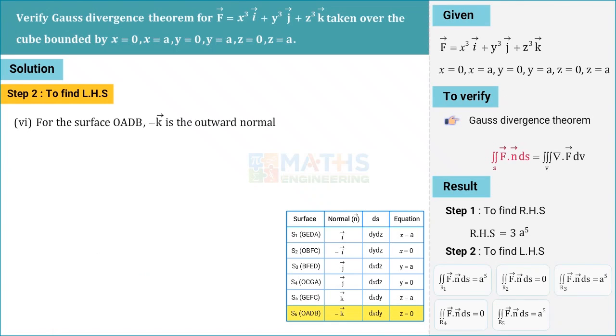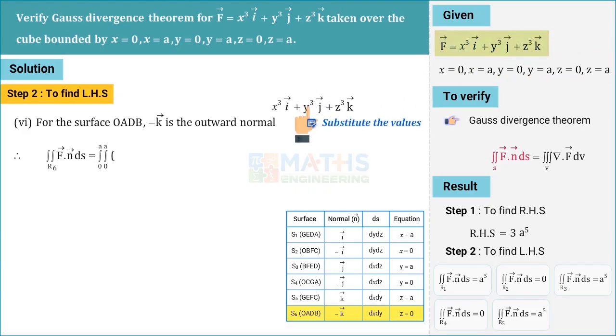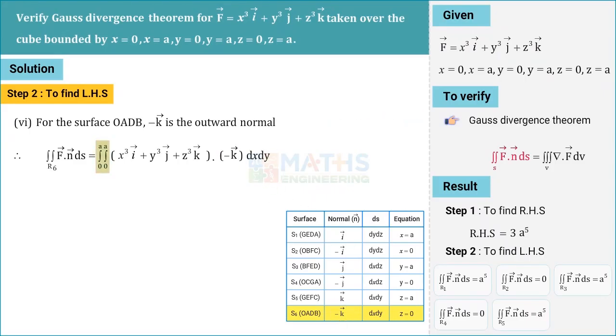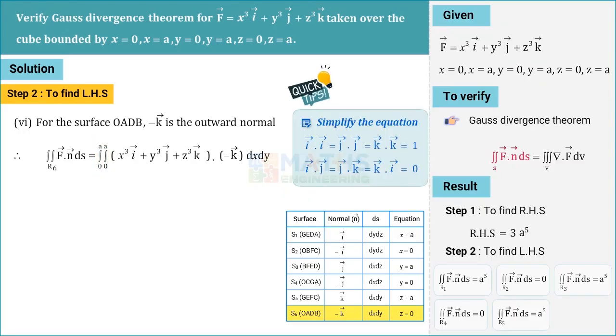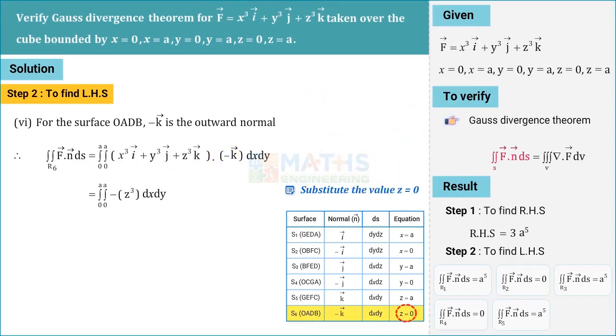Now let's start from the sixth surface. The normal to this surface is minus k vector. Start from the definition. Substitute F vector value, n vector value, dS value. Here the limit of x varies from 0 to a and y varies from 0 to a. Now we apply dot product. We multiply kth components together. Remaining term becomes 0. What do we get? Minus z cube. What is the value of z in this surface? z is equal to 0. When we substitute, the full integral value becomes 0. So the sixth integral value is 0.